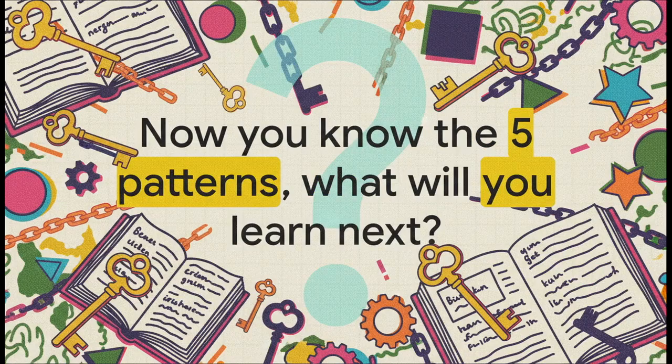And there you have it. The code is officially cracked. What seemed like total chaos is actually a pretty organized system built on just 5 patterns. So the only question left is, what new German words are you going to go out and conquer first? Now you have the tools.